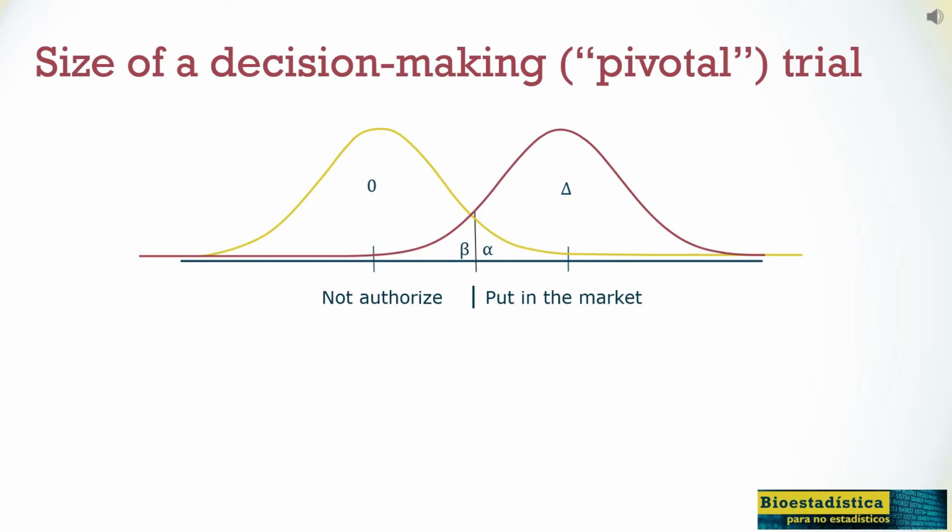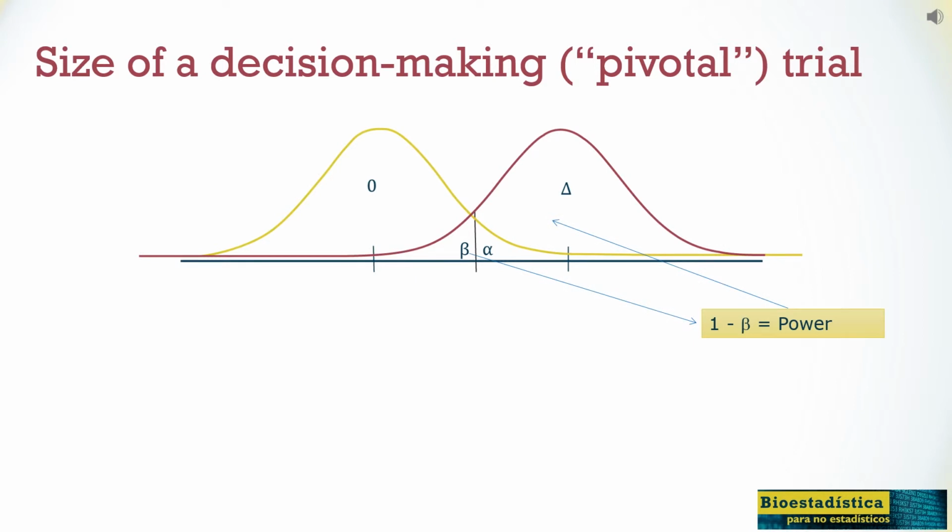Thus, in most cases, we will adopt the correct decision, or if you prefer, we will control the risks of making wrong decisions. Thus, a small proportion alpha of studies on non-efficacy interventions will end with authorization, and similarly, another small beta proportion of those performed on interventions with the desired delta effect without authorization. Let's say that the complementary of beta is the power, or the probability of authorizing an intervention with the desired delta effect.